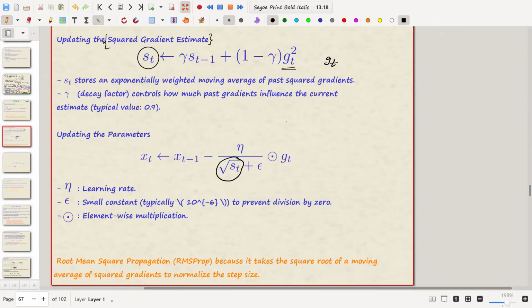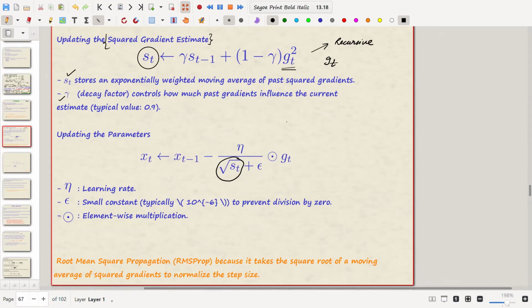Okay. So you can see ST is a variable and ST stores an exponentially weighted moving average of past squared gradients. Okay. I hope you can understand through this recursive relation why this is an exponentially weighted moving average, because the more iterations you take, you will get a summation of those things, a geometric progression kind of thing. Okay. What is gamma? Gamma is nothing but a decay factor. There we used, I think, beta or something, isn't it? So the decay factor controls how much past gradients should influence your current estimate.